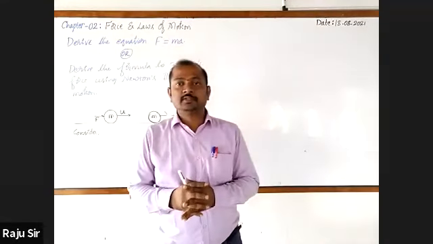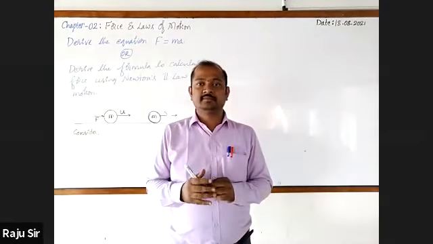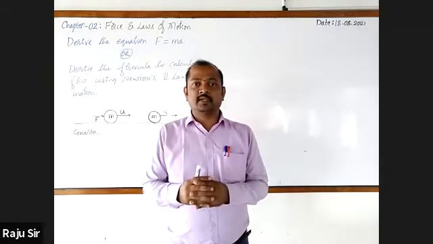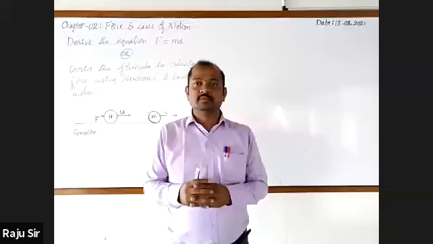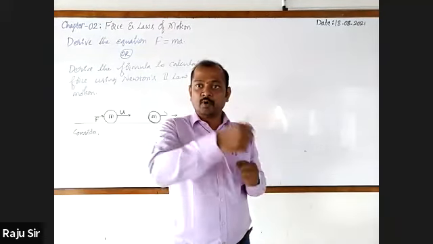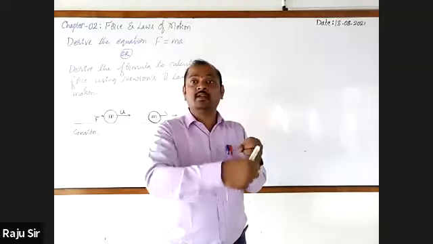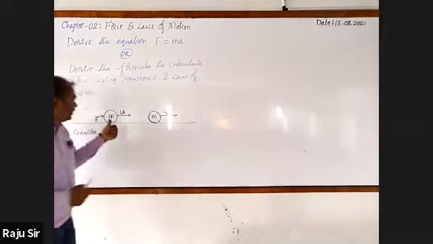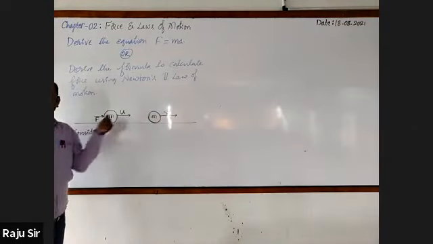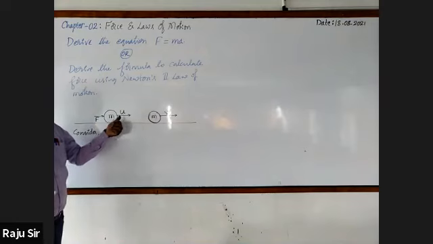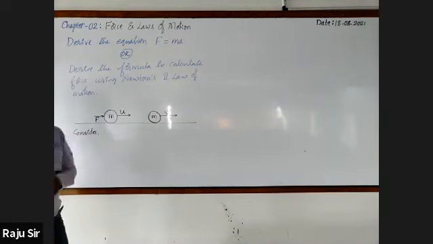Think that you are riding a bicycle. If you want to increase the speed of the bicycle, what will you do? I will start pedaling faster. You are giving external force in the form of pedaling. So for the velocity to change, we have to apply force. Due to the application of force, the body has changed its velocity from u to v.